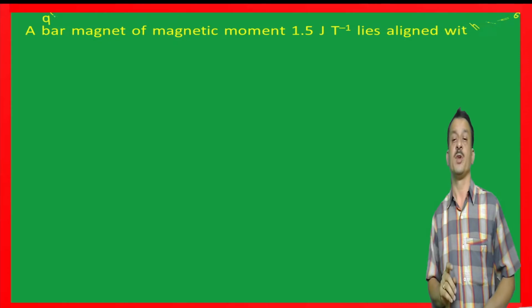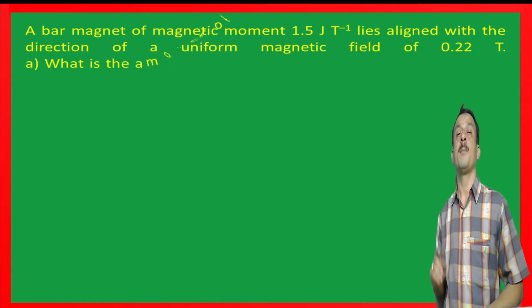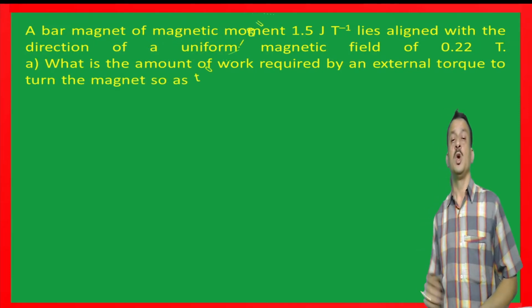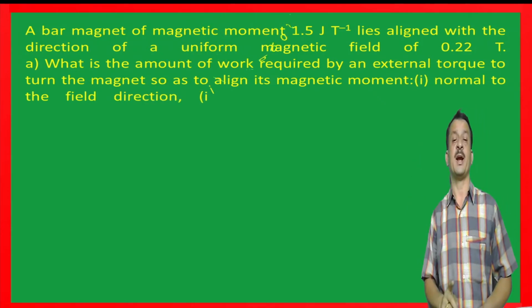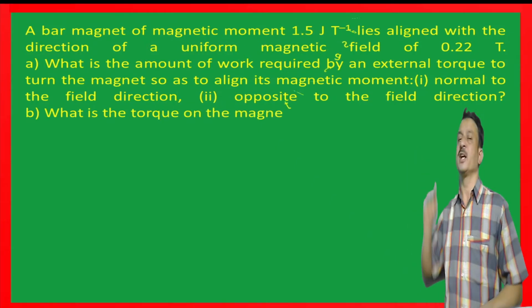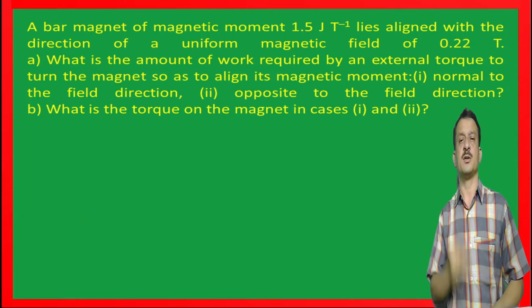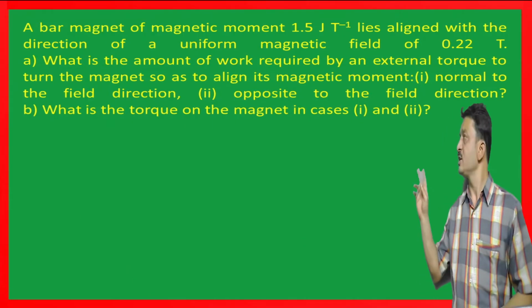A bar magnet of magnetic moment 1.5 joules per Tesla lies aligned with the direction of a uniform magnetic field of 0.22 Tesla. Now A, what is the amount of work required by an external torque to turn the magnet so as to align its magnetic moment one, normal to the field direction, second one, opposite to the field direction. This is the first part. Second part, B, what is the torque on the magnet in each case?